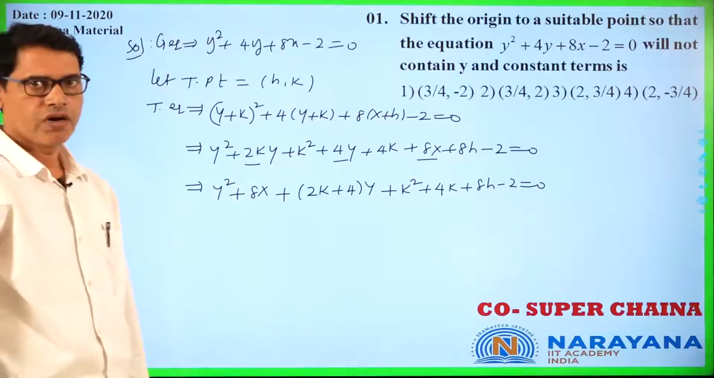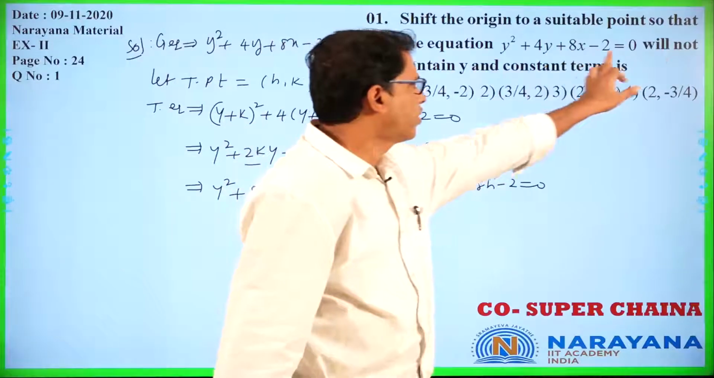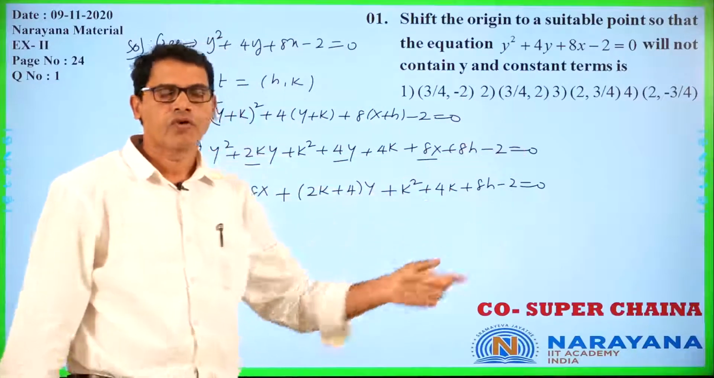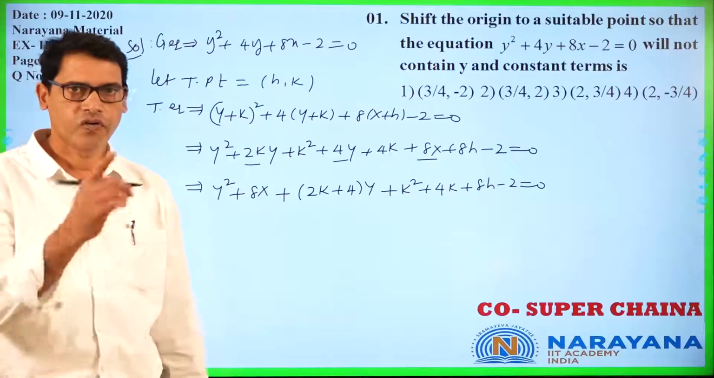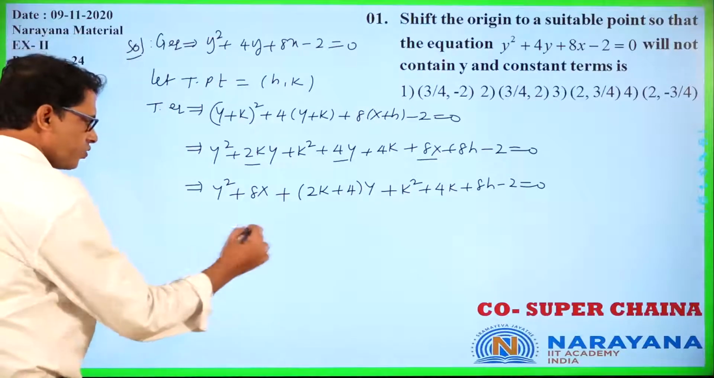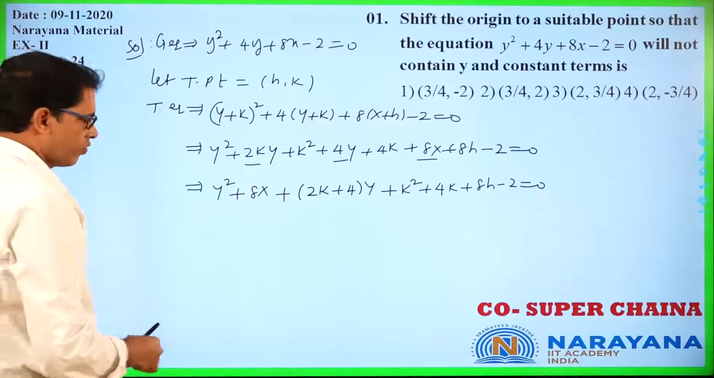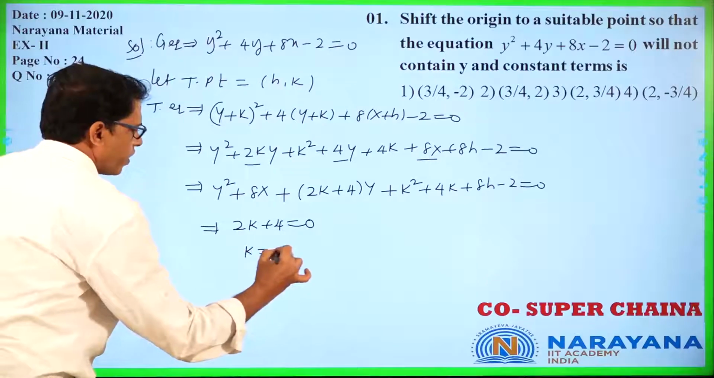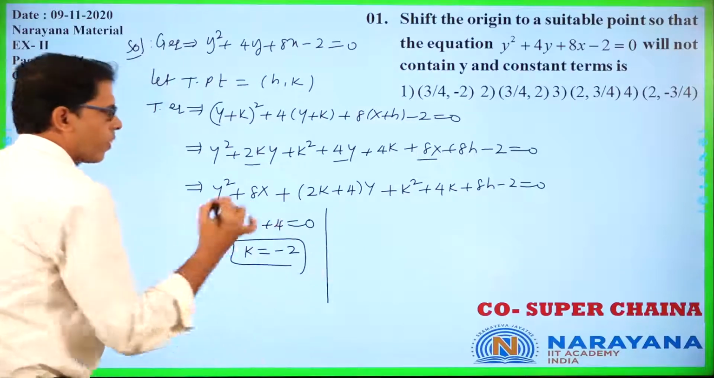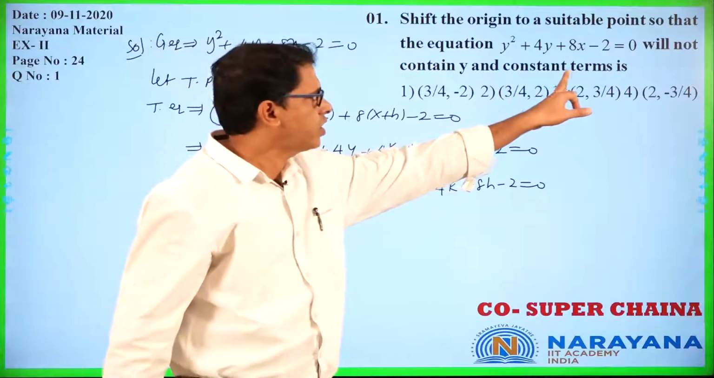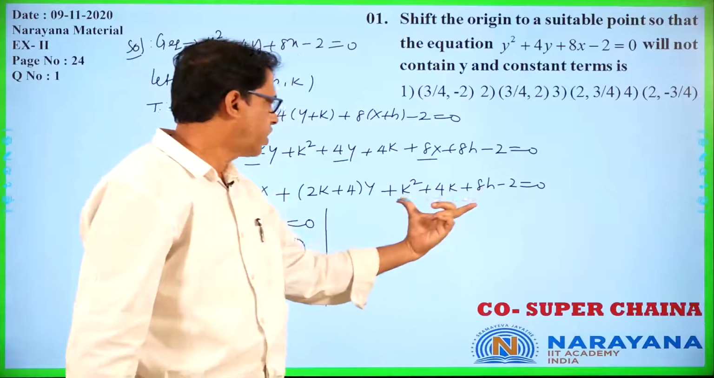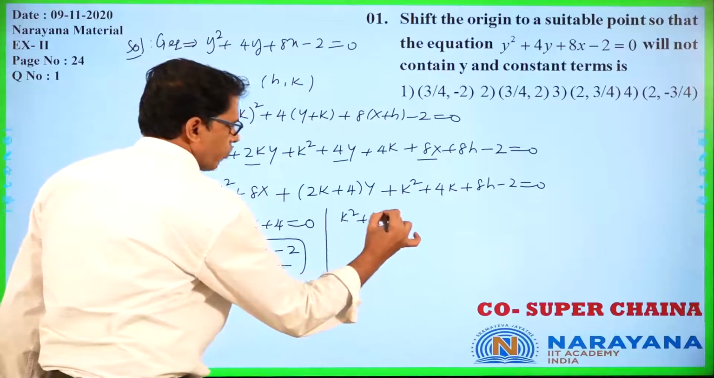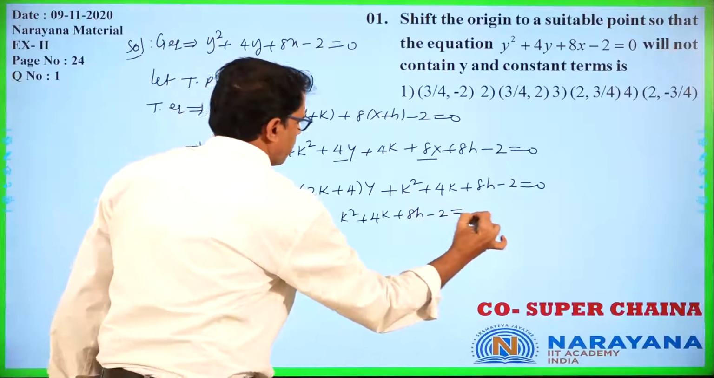Now come to the given condition: it should not contain a y term. So the y coefficient must be 0. Equating the y coefficient to 0, 2k plus 4 equals 0. From this, the k value equals minus 2. Then one more condition is given: the constant also must be 0. So equate this part to 0: k square plus 4k plus 8h minus 2 equals 0.